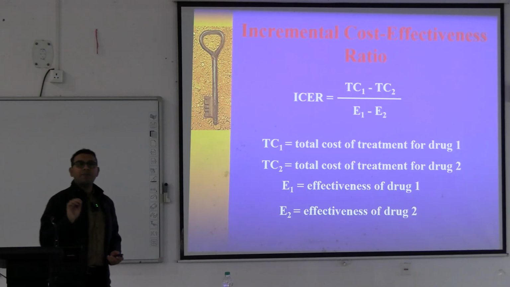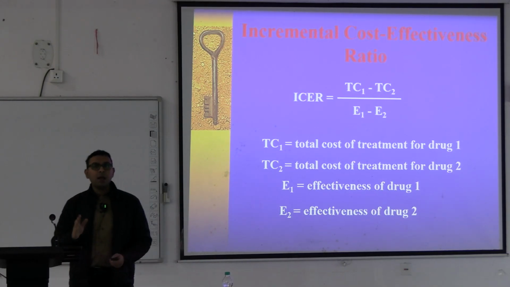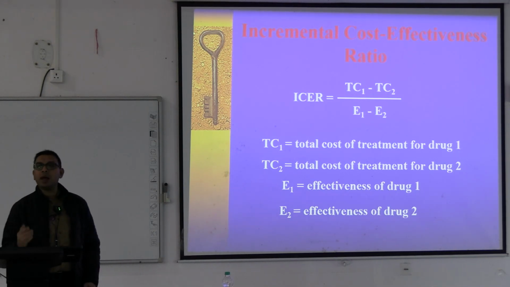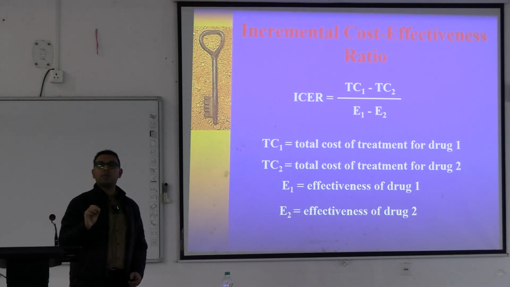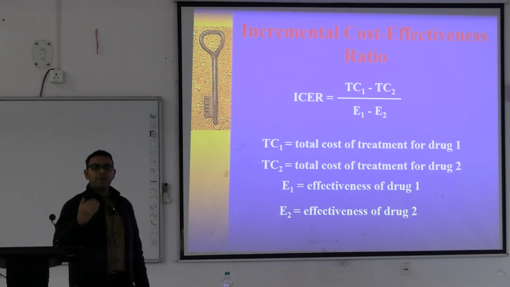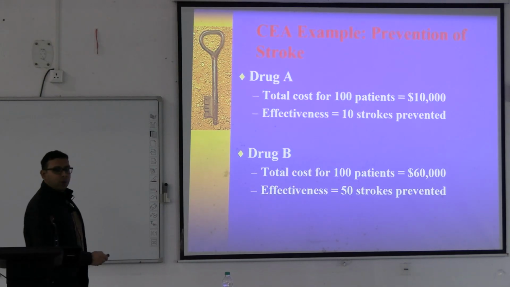So this is cost effective analysis, or cost effectiveness analysis. Here the cost is expressed in monetary units and the consequences are expressed in natural units or disease units, or the number of life years gained, number of strokes prevented, number of myocardial infarctions prevented, like the example I am giving.